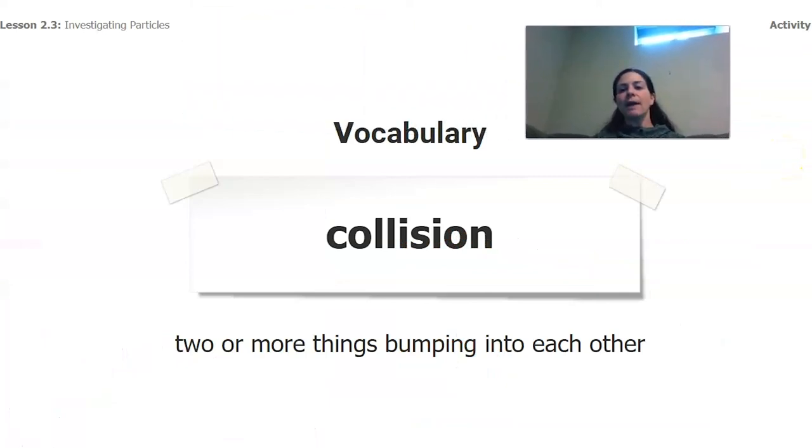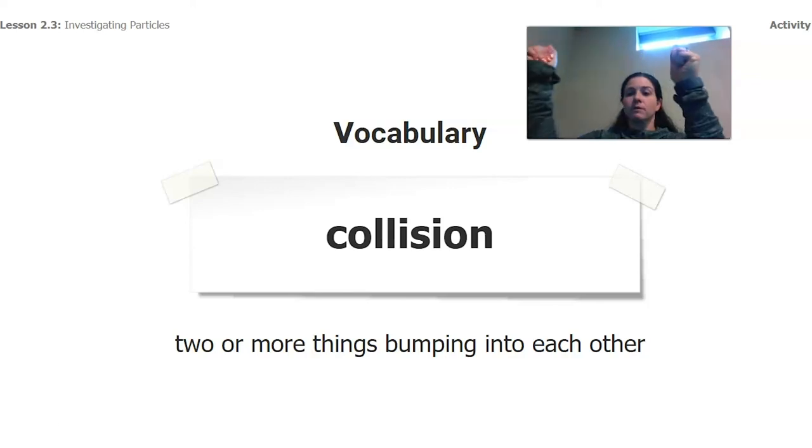So one last vocabulary word that we're going to add before we move on to our simulation in our next video is that word collision, which we heard is two or more things bumping into each other. So if your fists do a collision, one fist bumps the other. So this would be a collision.